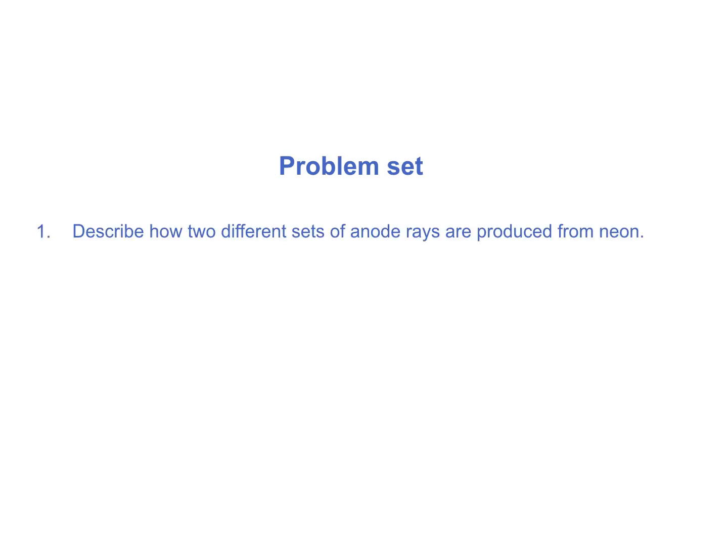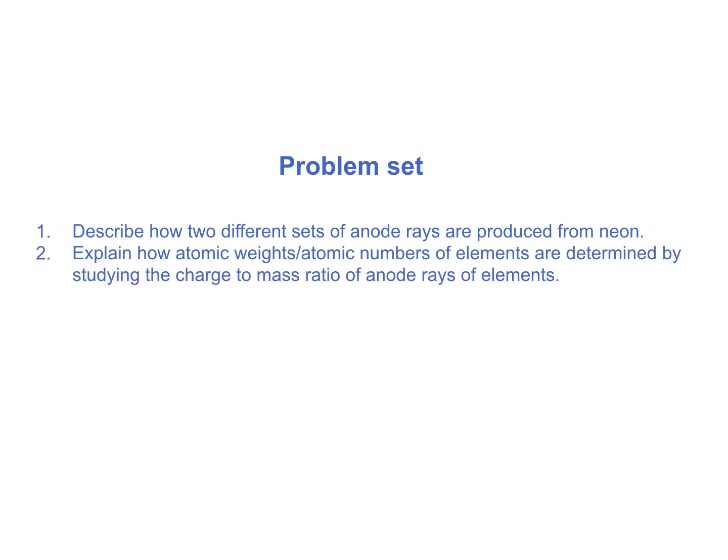We have a short problem set to provide more active learning. We would like you to describe how two different sets of anode rays are produced from neon, and just an explanation, a few lines, why there are two sets of rays produced from the element neon. Explain how atomic weights and atomic numbers of elements are determined by studying the charge to mass ratio of anode rays of different elements. You can send your responses as a PDF to the discussion board.